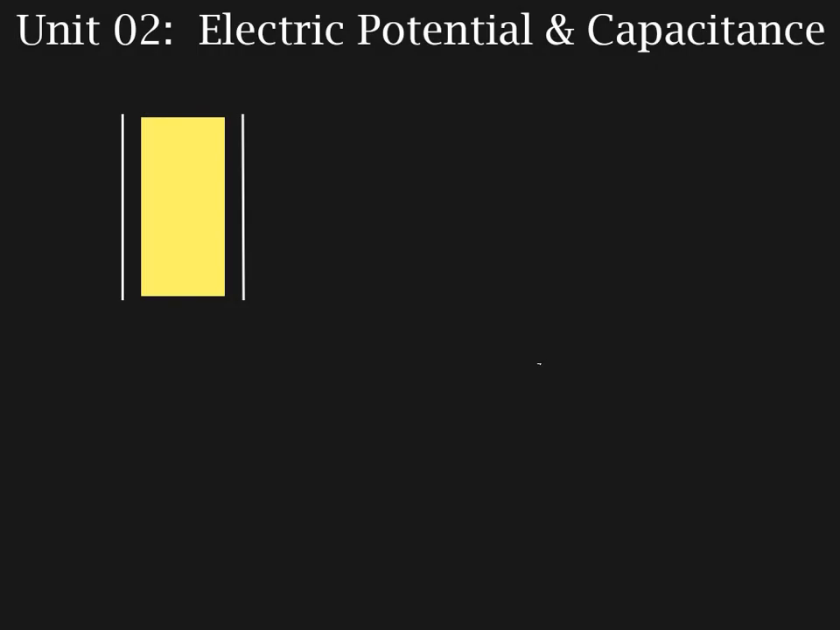Okay, in this video we're going to take a look at dielectrics. And a dielectric is simply an insulating material which is sandwiched between the two electrodes. And in my diagram here, I've used this yellow box to represent the dielectric material.